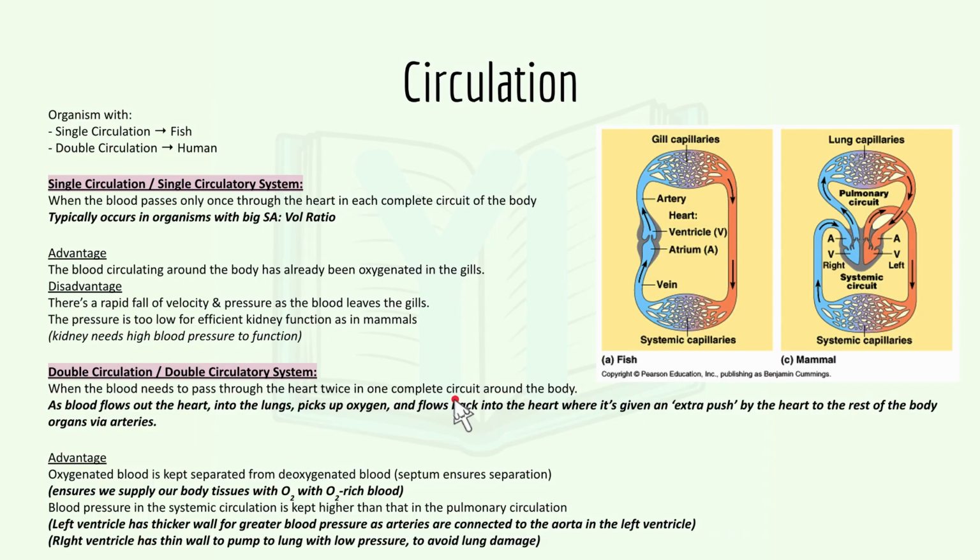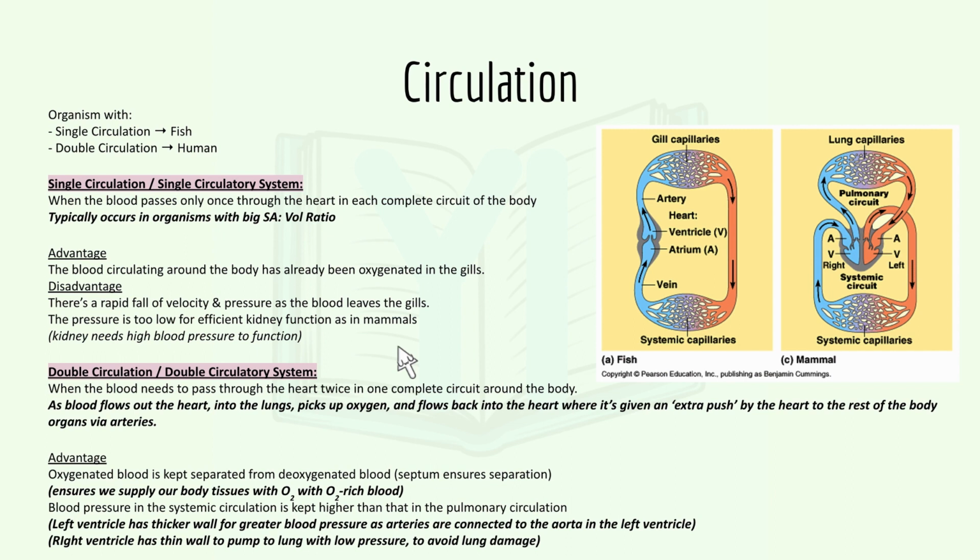So we'll move on to circulation. As we discussed just now, there is the single circulatory system and the double circulation. So it's basically what we talked about just now. The advantage of single circulation is that the blood circulating around the body has already been oxygenated from the gills, for example in fish. The disadvantage is that there is a rapid fall in velocity and pressure as the blood leaves the gills, and the pressure is too low for efficient kidney function as in mammals.